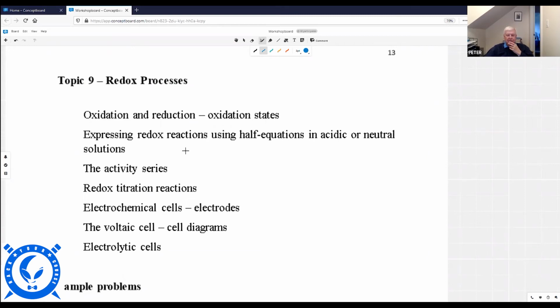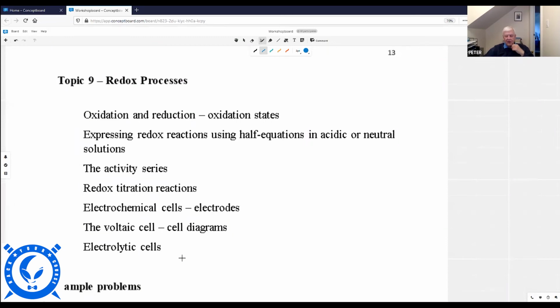You then have to be able to express redox reactions using half reactions, in either acidic or neutral solutions. There is the activity series of metals. We'll see that later on. You can have redox titration reactions, which again would be one of those in which you could have a stoichiometric type calculation. Or you can carry out your redox reactions in electrochemical cells, which are the ones that undergo spontaneous transformations. So usually the electrodes are involved in the reaction, and you have to be able to represent the voltaic cell either in shorthand notation in a cell diagram, and we'll see one of those later on, or you have to be able to draw the cell complete with salt bridge and so on.